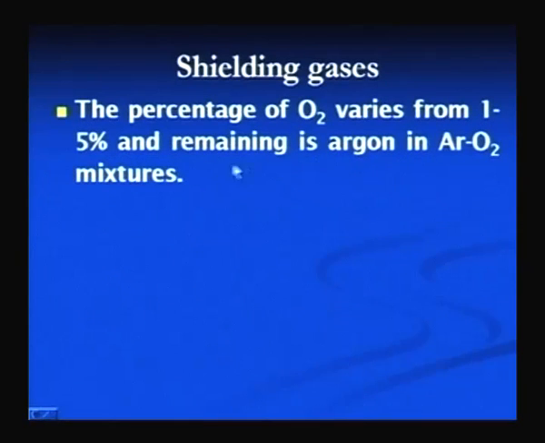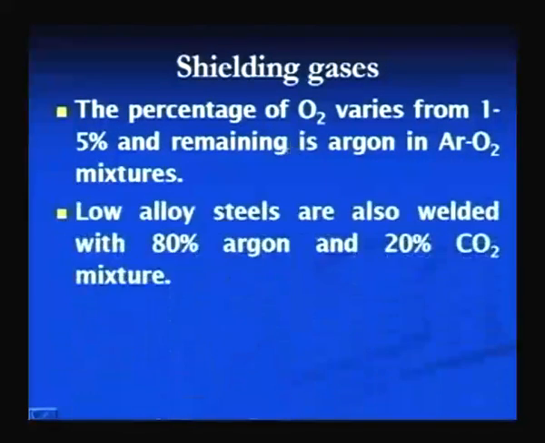The percentage of oxygen which is added to the argon normally varies from 1 to 5%, and the remaining is argon in the argon-oxygen mixture. And the low alloy steels are also welded with an 80% argon and 20% CO2 mixture.